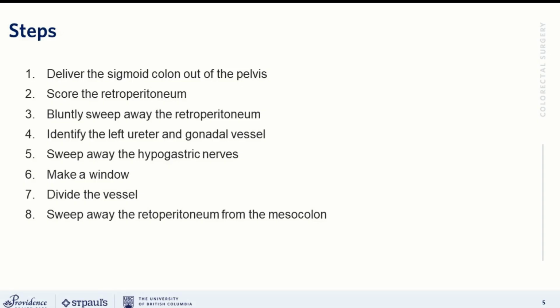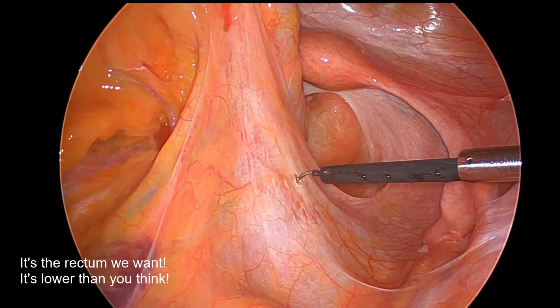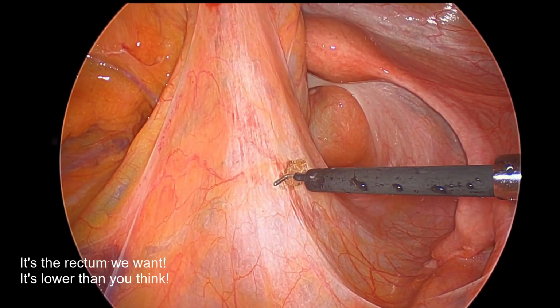What I'm going to show you are some of the tips and tricks that I've learned over the last 2 years from my fellowship. The first is that it's the rectum that you want, so you really have to deliver all the sigmoid colon out of the pelvis. You need to start lower than you think. Consistently, when I started doing this, I would start my dissection higher than was probably the right plane. And you really want to be almost between or just above the right common iliac. You want to keep your friends close and your enemies closer. You want to go low to go high and take advantage of the situation, and don't be stubborn.